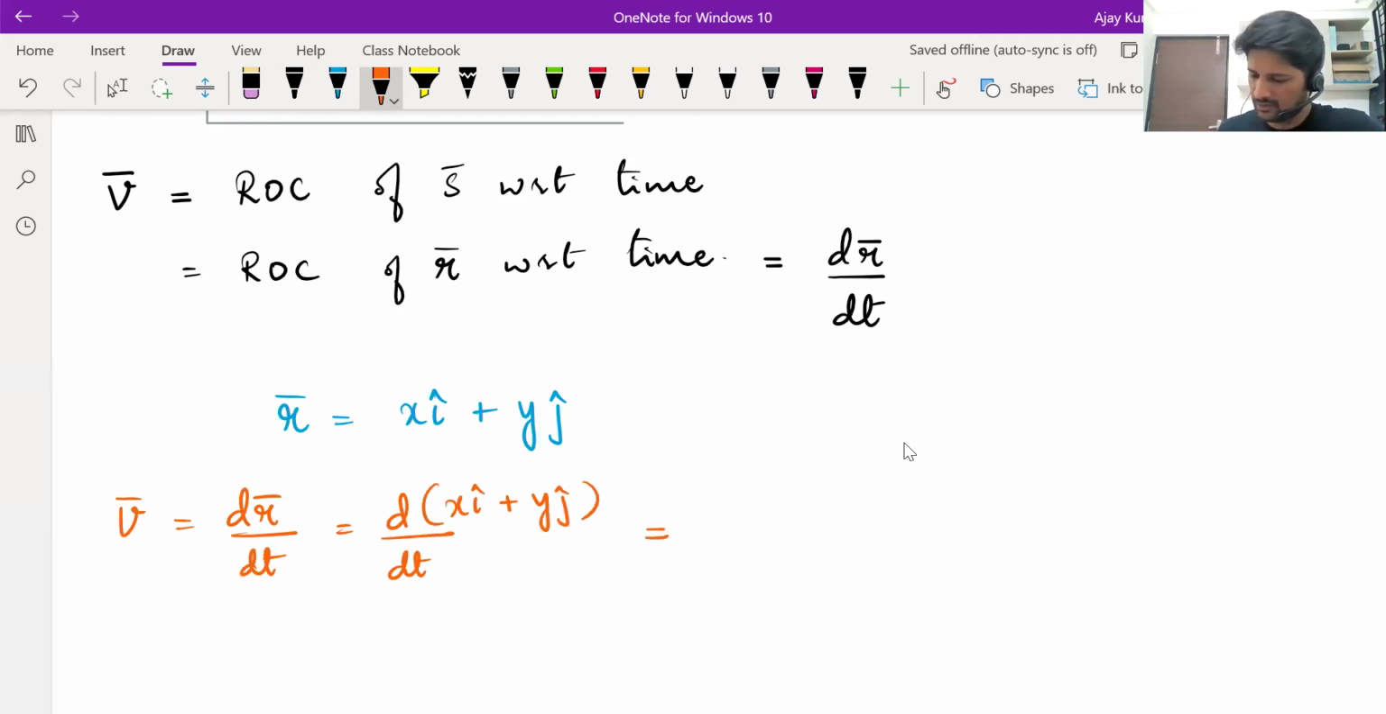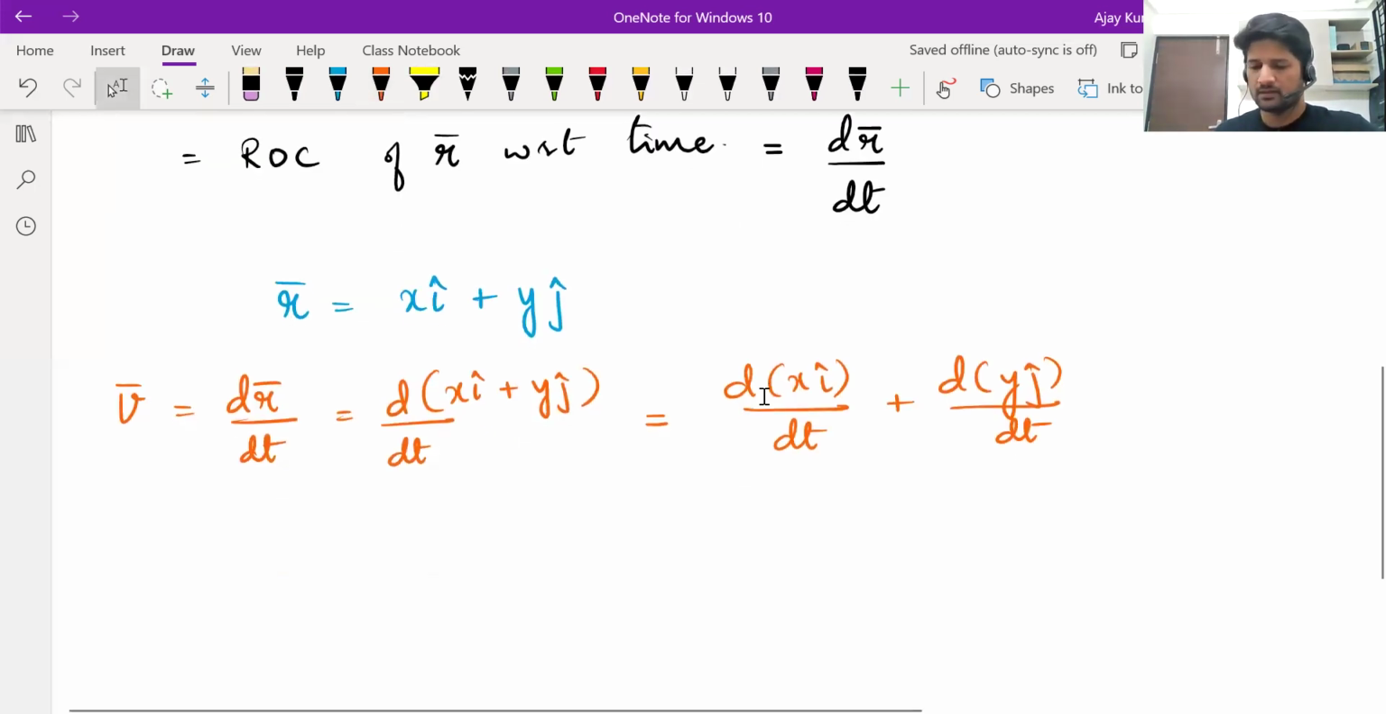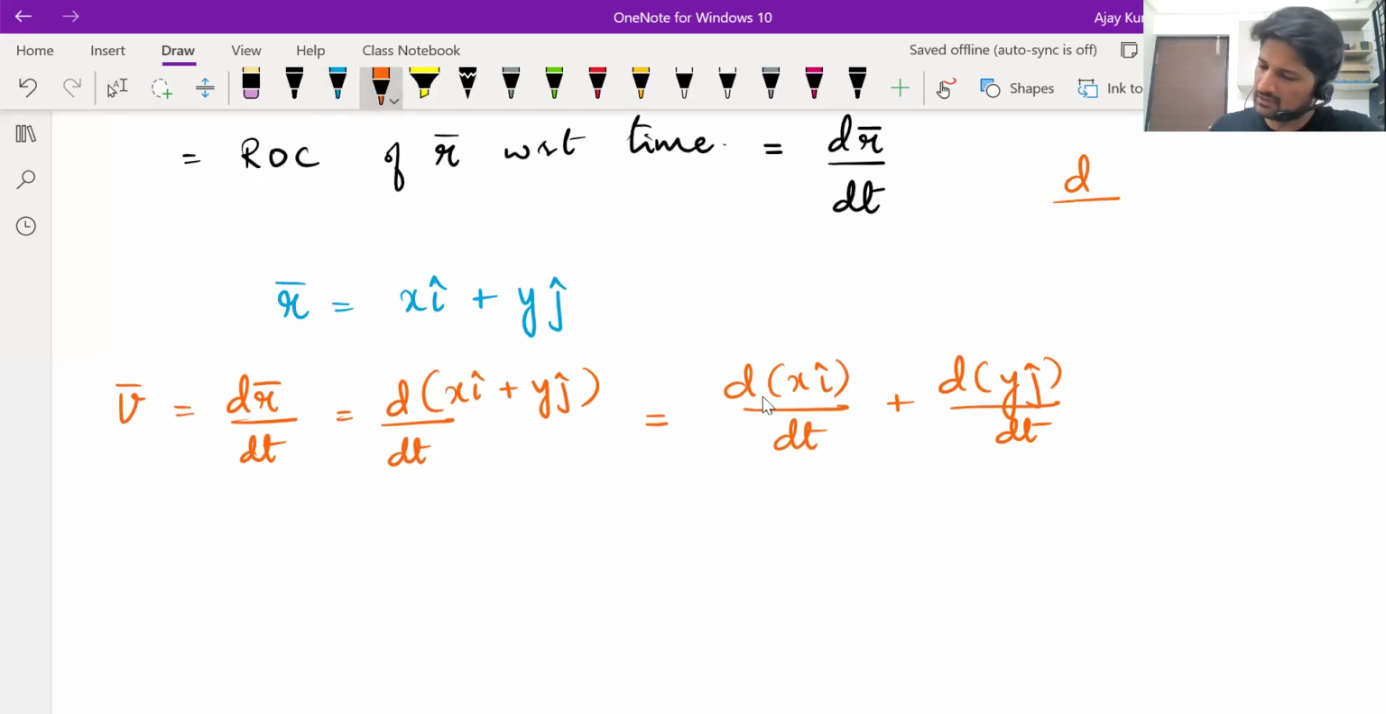How do you differentiate the sum of two functions? You differentiate them separately. Derivative of xi cap plus the derivative of yj cap with respect to time. Now one of you tell me, how do you differentiate 2x cube?